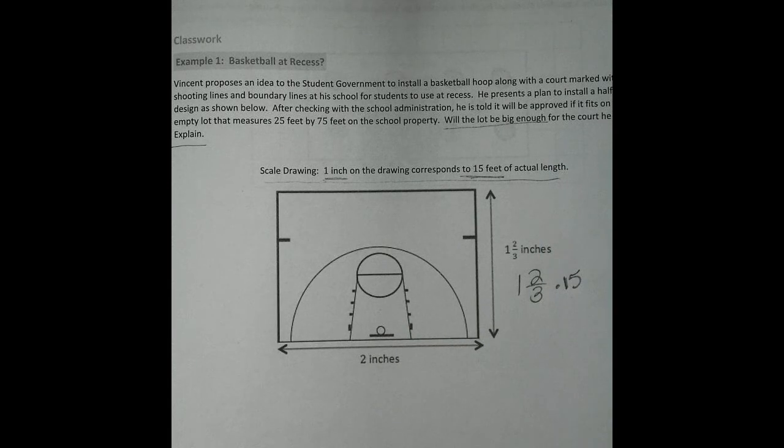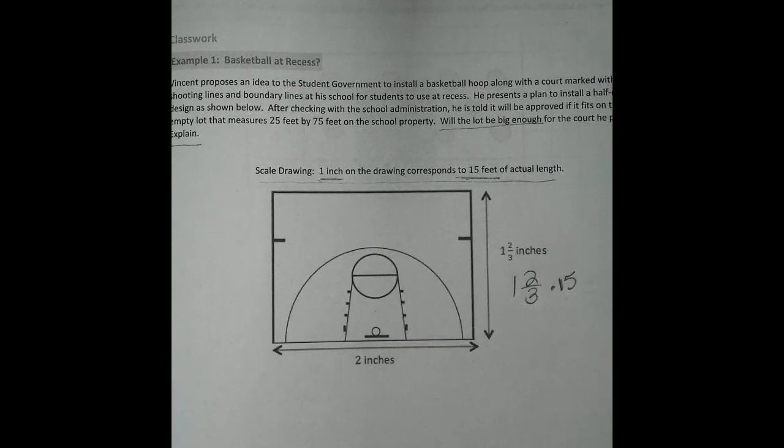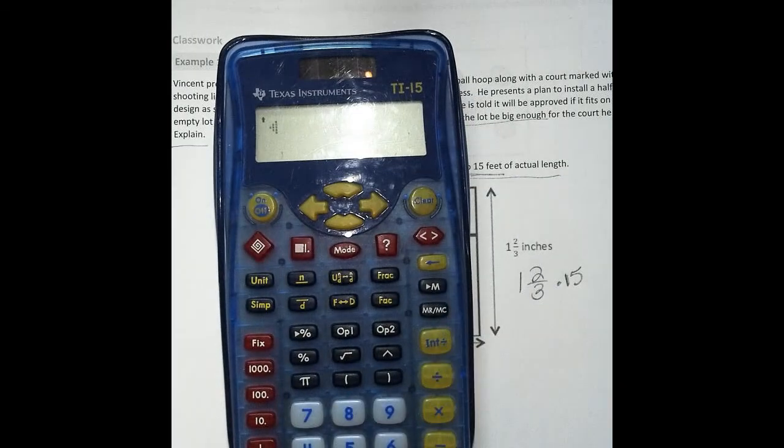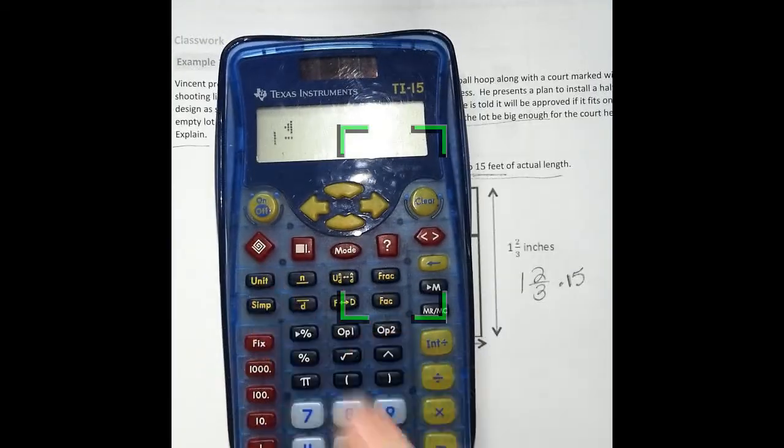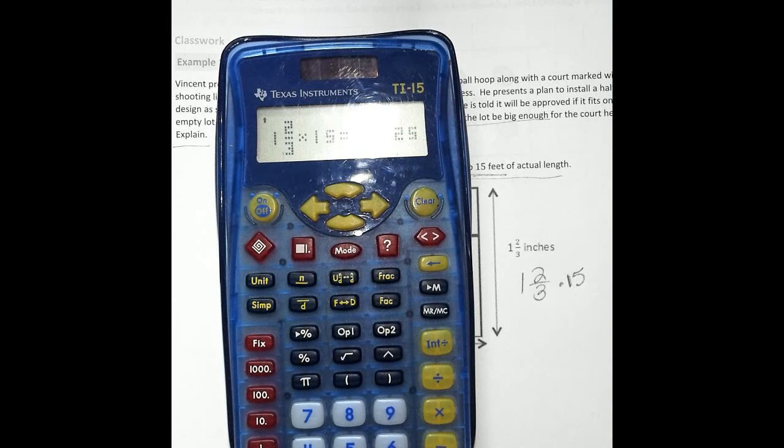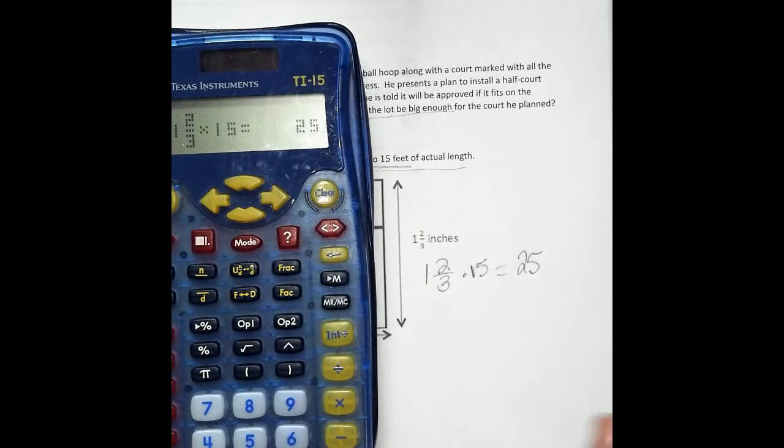If you haven't yet, it would be good to pick up a calculator that will do fractions for you, and then you can practice putting your fractions in. I'm going to put them in right here. So 1 2/3 times 15. We see that this is going to be 25 feet.